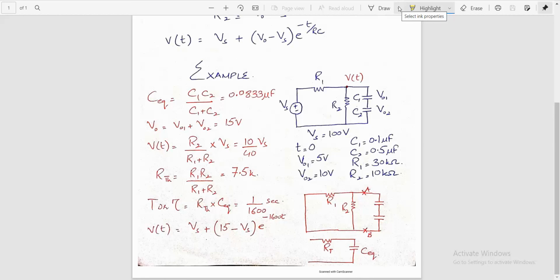So in this case, what we need to do is, first we need to find out the equivalent capacitance. Since capacitances in series are solved in the same manner as resistances in parallel, C equivalent will be equal to C1 times C2 divided by C1 plus C2. This is also the same as 1 over C equivalent is equal to 1 over C1 plus 1 over C2. Anyhow, C equivalent comes out to be 0.0833 microfarad.